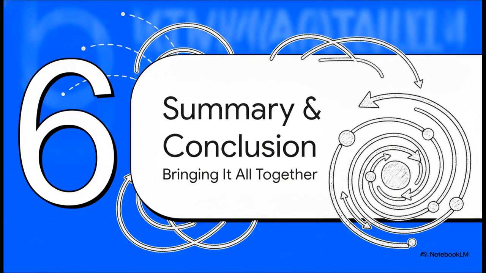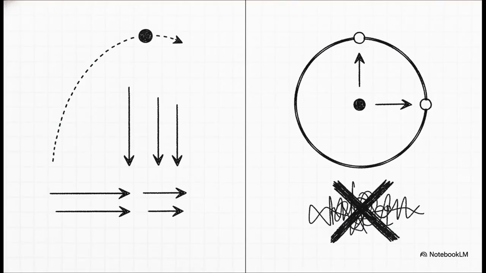Section 6. Summary and conclusion. Bringing it all together. We've covered a ton of ground today, from parabolic trajectories to extreme centripetal forces. So let's synthesize these core physical principles. The biggest takeaway? Always separate 2D motion into isolated axes, and keep in mind that circular motion is strictly accelerated due to those constant directional shifts.